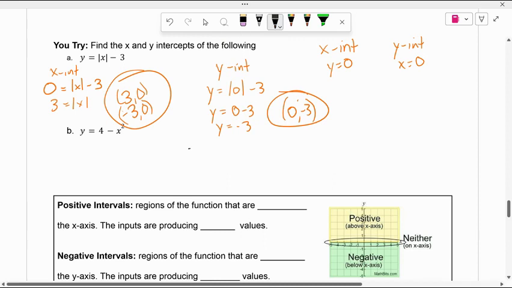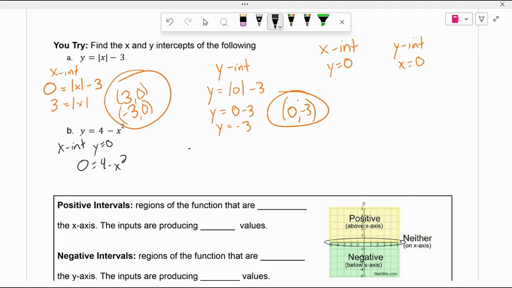Letter B, we'll do the same thing. Our x-intercepts, it's when y equals 0. So 0 equals 4 minus x squared. I think the easiest thing to do is add x squared to both sides. We got x squared equals 4. To get rid of that squared, we square root it. So x equals plus or minus 2. Because again, -2 squared is also 4, as well as 2 squared. So we got (2, 0) and (-2, 0).